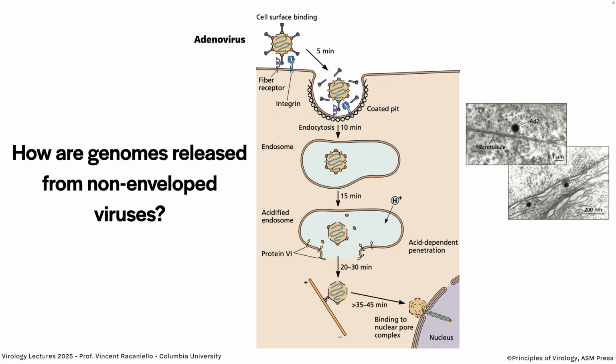How do you get the genome out of a non-enveloped virus? We've talked about enveloped viruses. It's easy. The membranes fuse, the genome comes out. This is adenovirus. Adenovirus binds to receptors. It's taken up by endocytosis. As the pH of the endosome drops, there are these little proteins, yellow triangles or diamonds. They come out of the virus particle and they poke holes in the endosome membrane. And through those holes, the virus particle comes out and goes down microtubules and docks onto the nuclear pore. And then the DNA comes out.